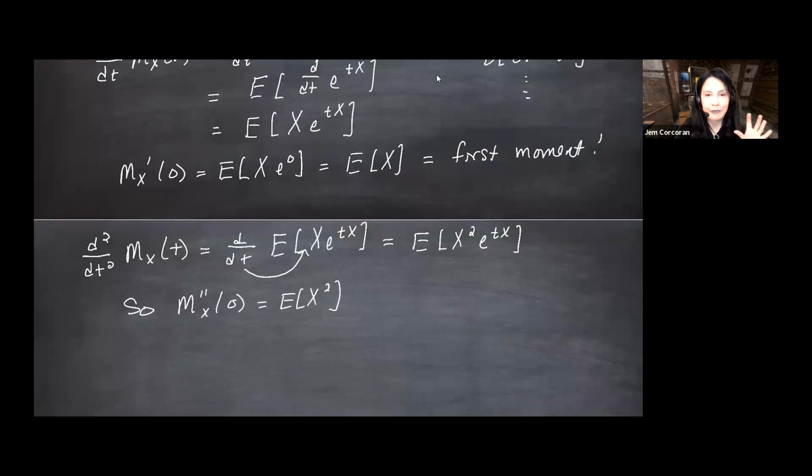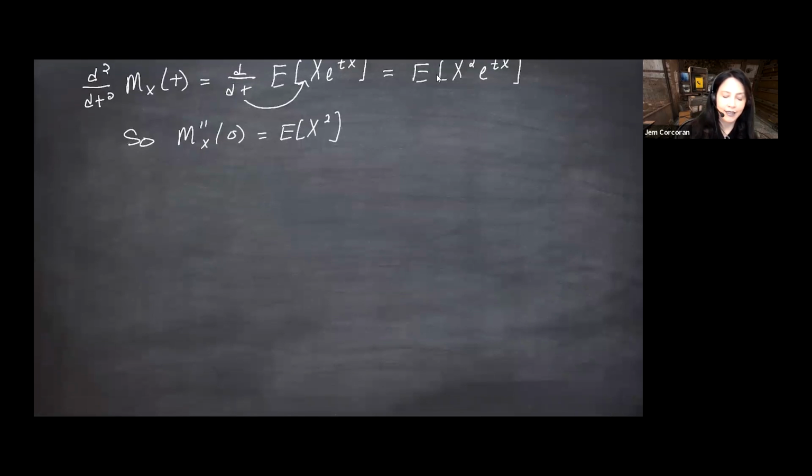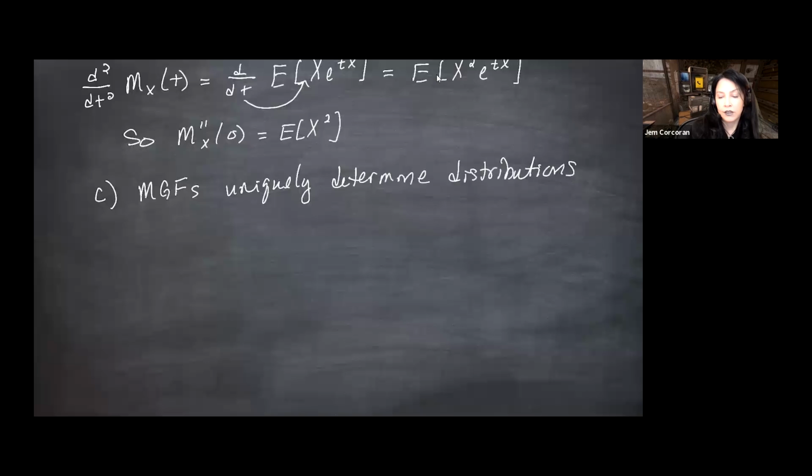Okay, but what's really interesting, at least to me, is part C, and that is that moment generating functions uniquely determine distributions. This is an awesome property.